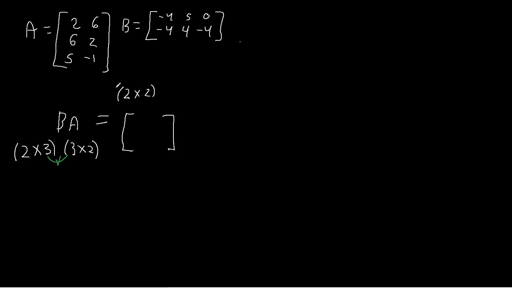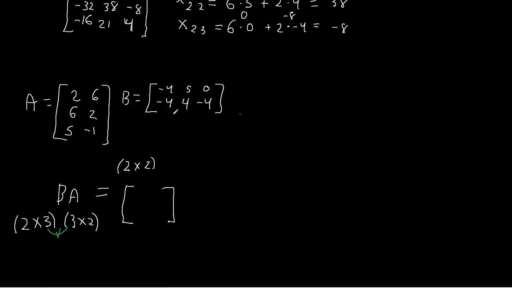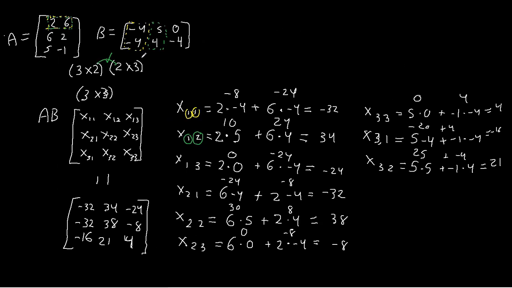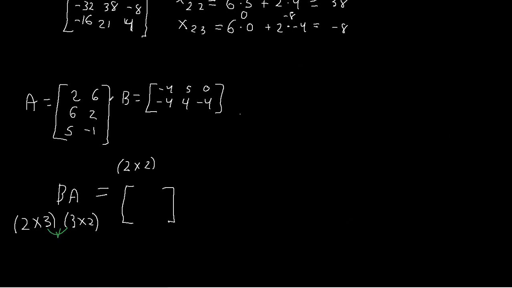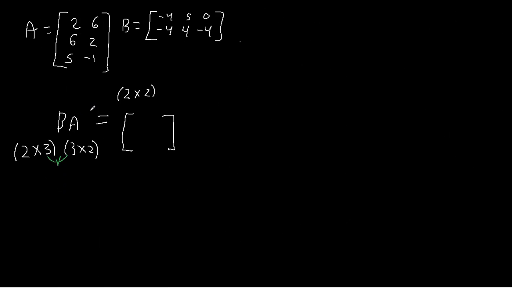So we already have a drastically different answer. If we scroll back up for a second, when we did this before, we ended up with a 3 by 3. So A times B was a 3 by 3 matrix. B times A is actually going to give us a 2 by 2 matrix.